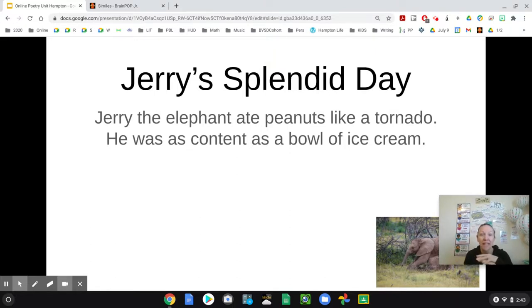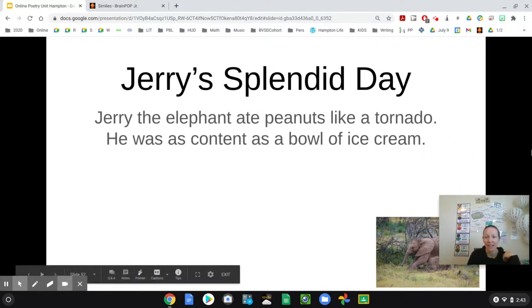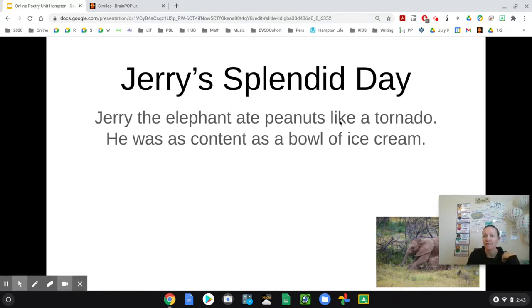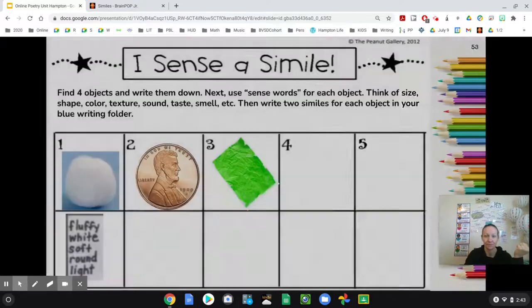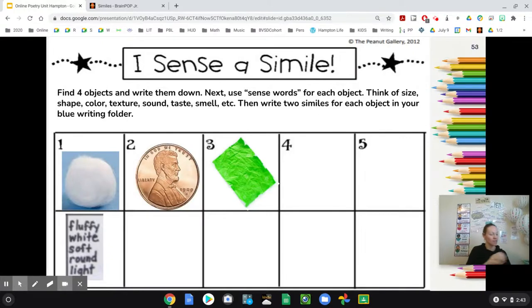Okay, so Jerry the elephant ate peanuts like a tornado. He was as content as a bowl of ice cream. Notice for this object, Jerry the elephant, I used a simile using the word like, and I used a simile using the word as. And that's what you're going to be doing today for 4 of the objects that you find or that you think of. So let's do some of this together.